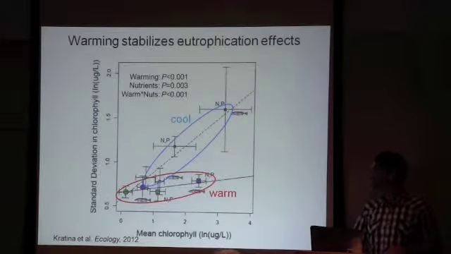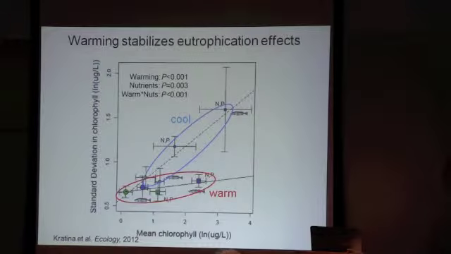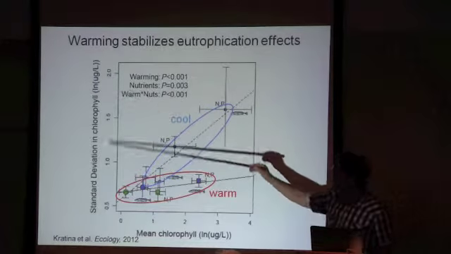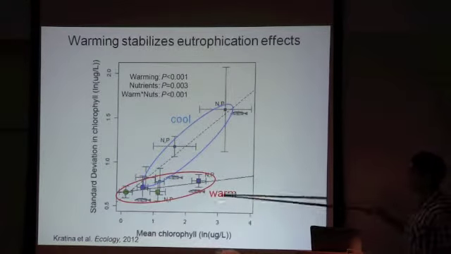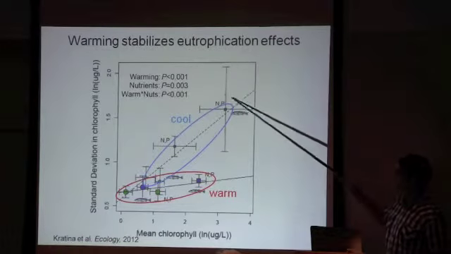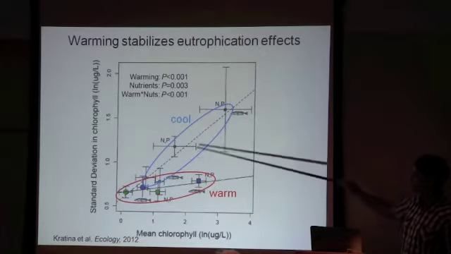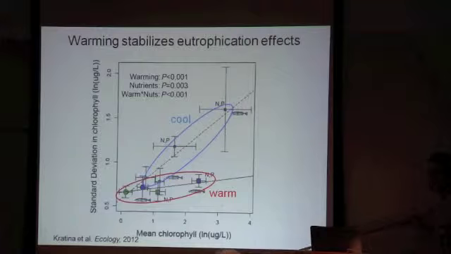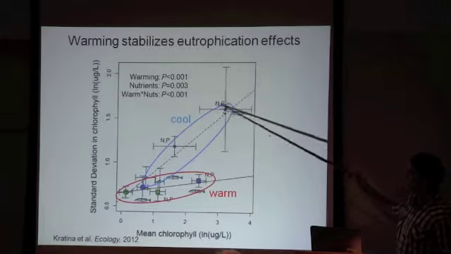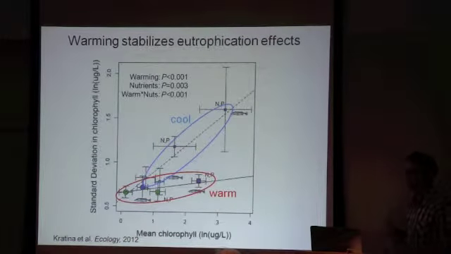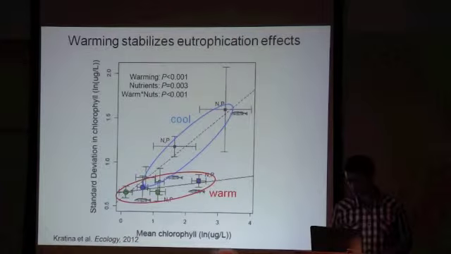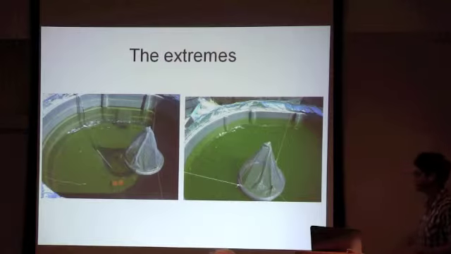Okay, I just have a few more, and this is just showing those same results. This is the standard deviation over time in chlorophyll and the mean of chlorophyll. These are for the warm tanks, and these are for the cool tanks. So you can see at the same level of productivity, the same algae abundance, at low temperature you have a much higher variability than you do at high temperature. And this is just what those extremes look like.